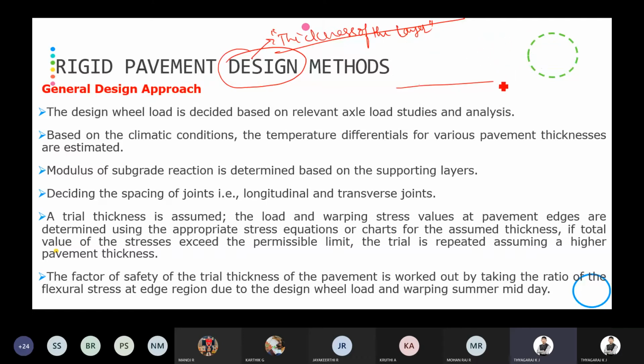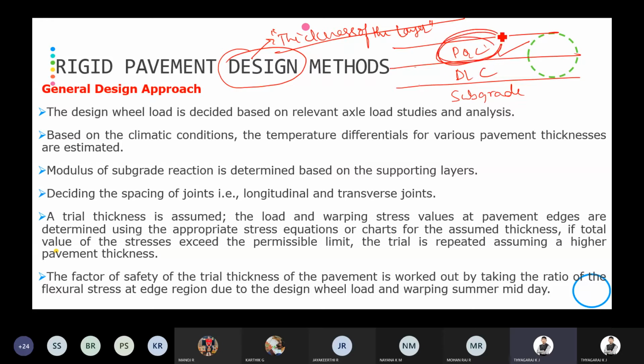Here also there will be subgrade in the rigid pavement. Above that the DLC layer will be there, then comes the PQC. Only three layers will be there in the rigid pavement. Here we are going to determine only the thickness of PQC, the pavement quality concrete. We are not going to determine any DLC layer or subgrade thickness. That is the PQC layer thickness we are going to determine. Keep it in mind. This is the thing you should remember.